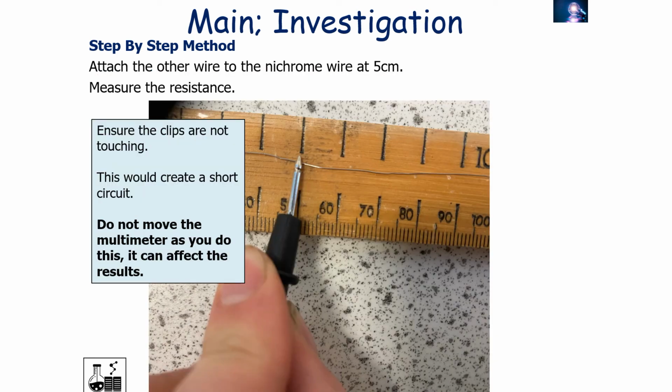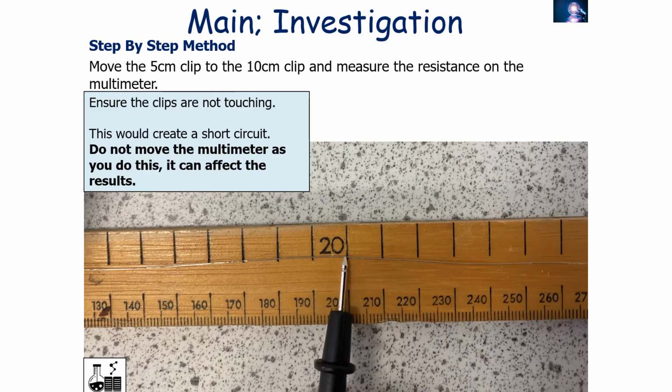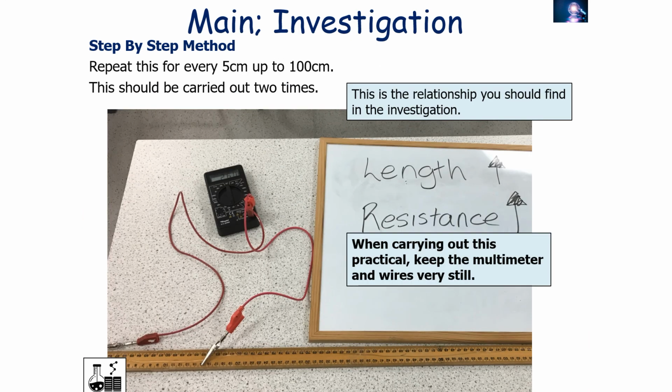Now don't touch the multimeter as it can affect your results. You then attach the other wire to the nichrome wire at 5 centimeters and measure the resistance. You ensure the clips aren't touching, otherwise it would create a short circuit, but don't move the multimeter as it could affect the results. You then move the 5 centimeter clip to 10 centimeters and measure the resistance, and you do this every 5 centimeters up to 100 centimeters, and then you can find out the relationship between length and resistance.